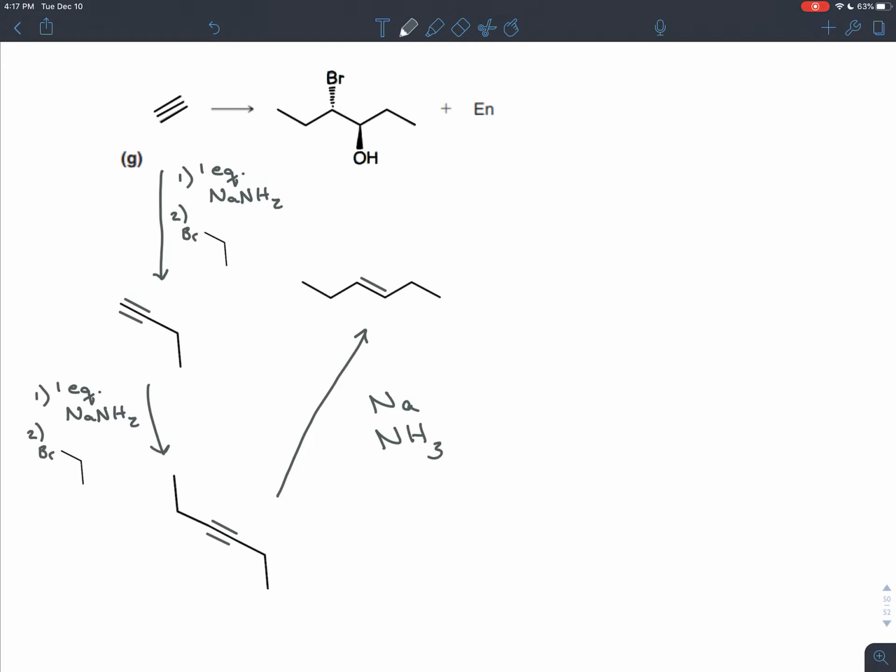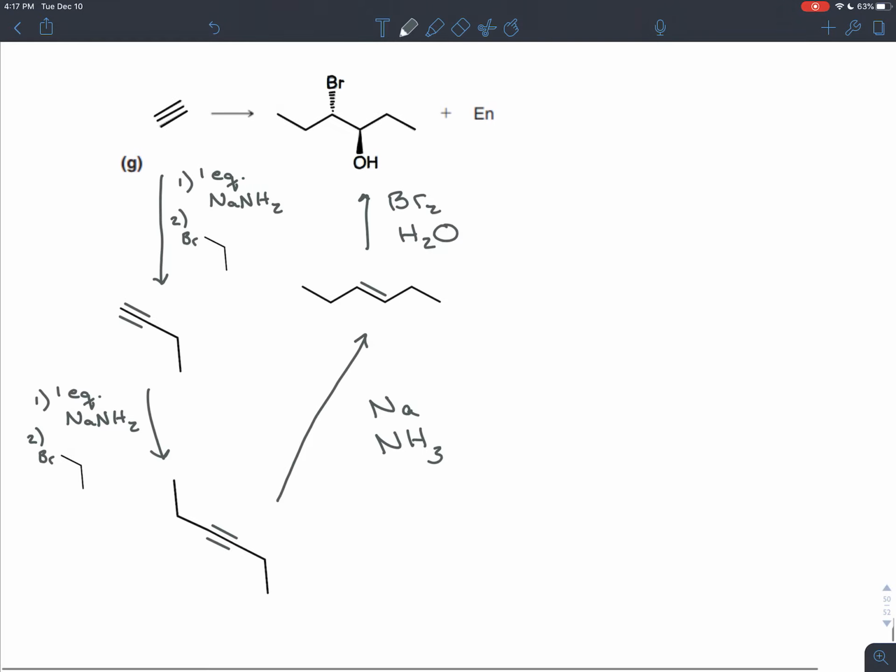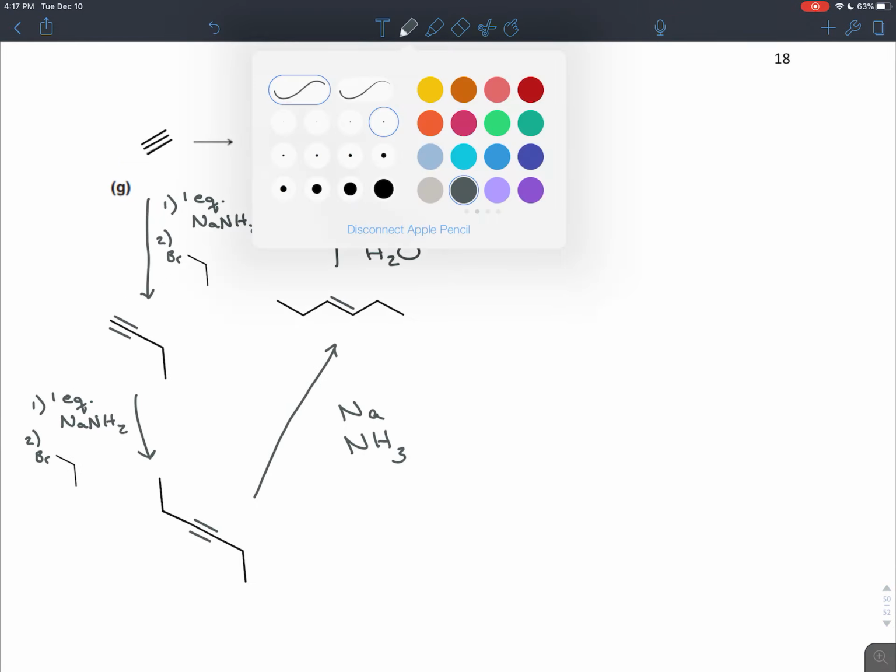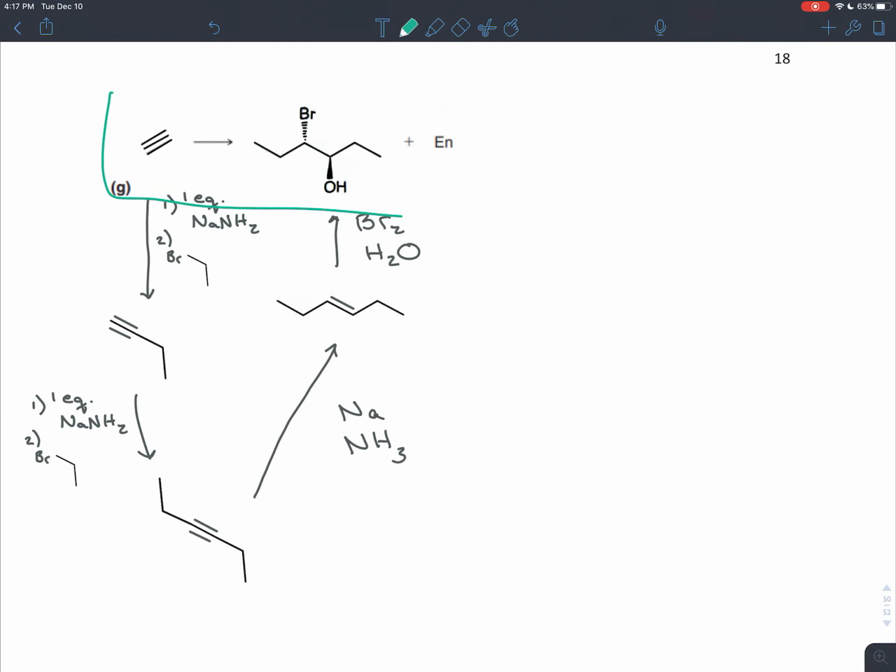And then once you have that, you can add the H and the OH and the Br, the halohydrin, by adding Br2 and H2O. So by thinking backwards, we were able to come up with this recipe to achieve this transformation.